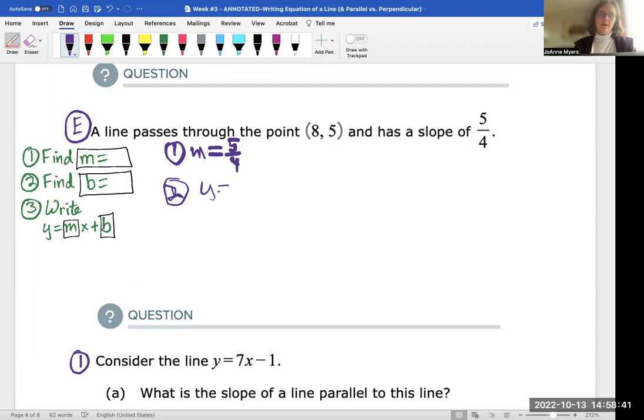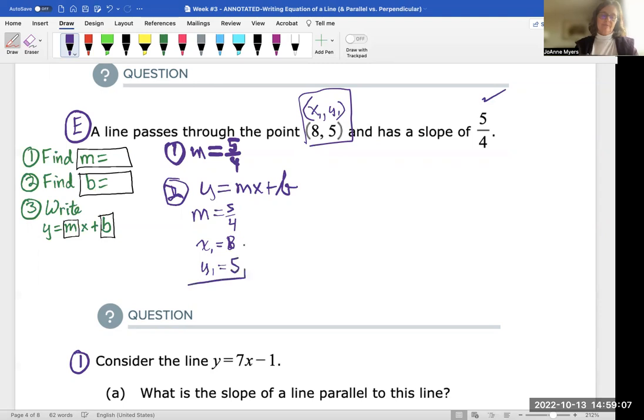Step 2, I have y equals mx plus b, and I know that my m is 5/4, right here. I know one specific xy value right here. So my x is going to be 8. My iPad is not cooperating. And my y is going to be 5.